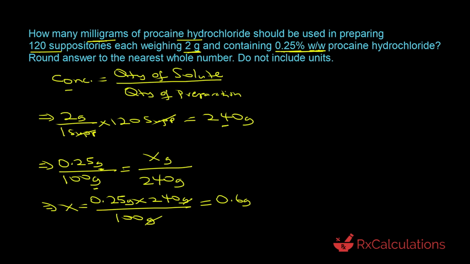But notice that the question is asking for the answer in milligrams. So we're going to do a quick conversion where 1 gram is 1,000 milligrams. The grams cancels out, and you end up with 600 milligrams. Now the question says round to the nearest whole number. Do not include units. And so the answer is going to be 600.